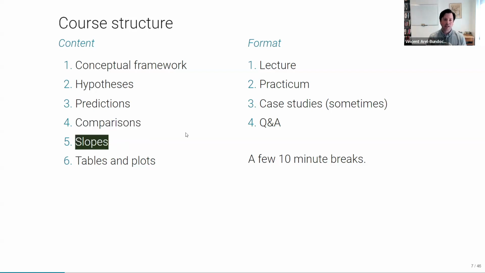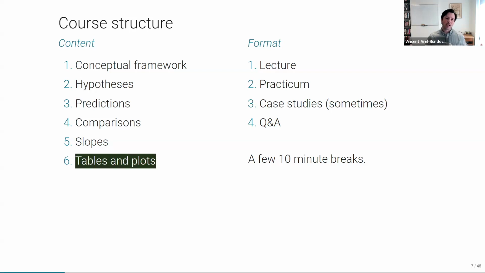And then slopes, which are sometimes called marginal effects in some disciplines. This is going to be a measure of the strength of association between two variables. And then at the end, for the last day, probably, we're going to talk about how to communicate these results.